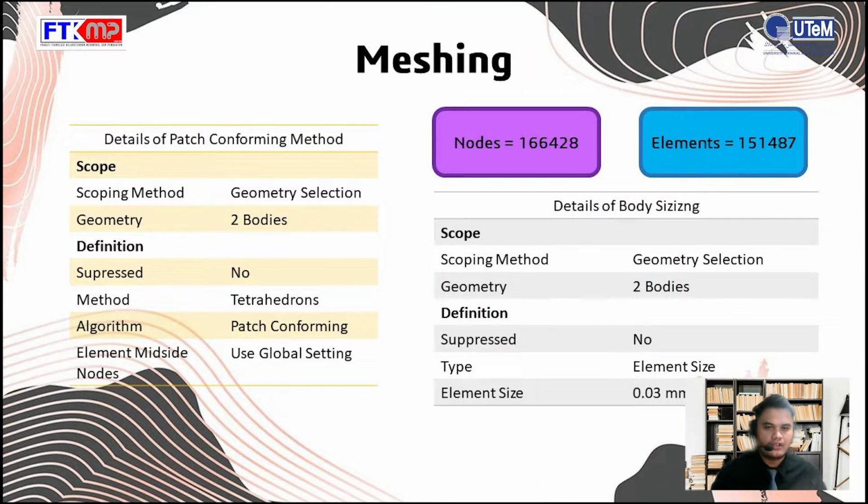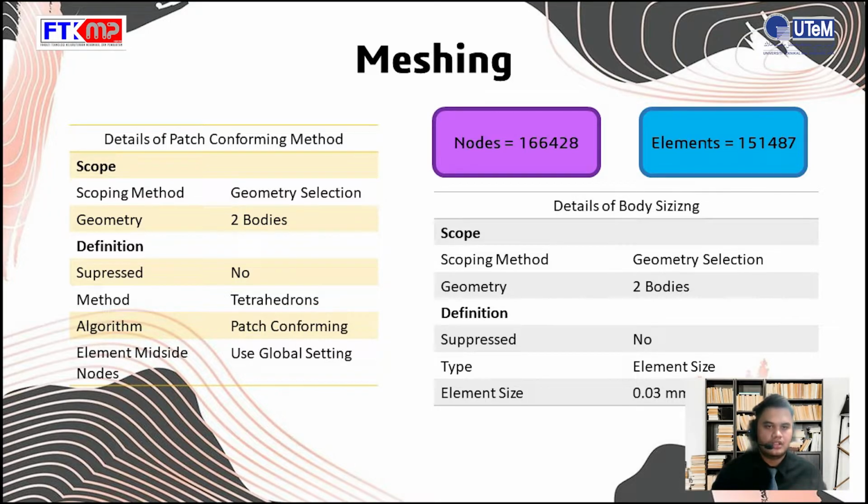We have the detail of patch conforming method, the scoping method, geometry selection. The geometry uses two bodies. The method uses tetrahedron algorithm, patch conforming, element mid side node, using global setting. So detail of the body sizing: the scoping method is geometry selection, the geometry is two bodies, suppress, no. Type, we use the element size. The element size I have used is 0.03 mm.